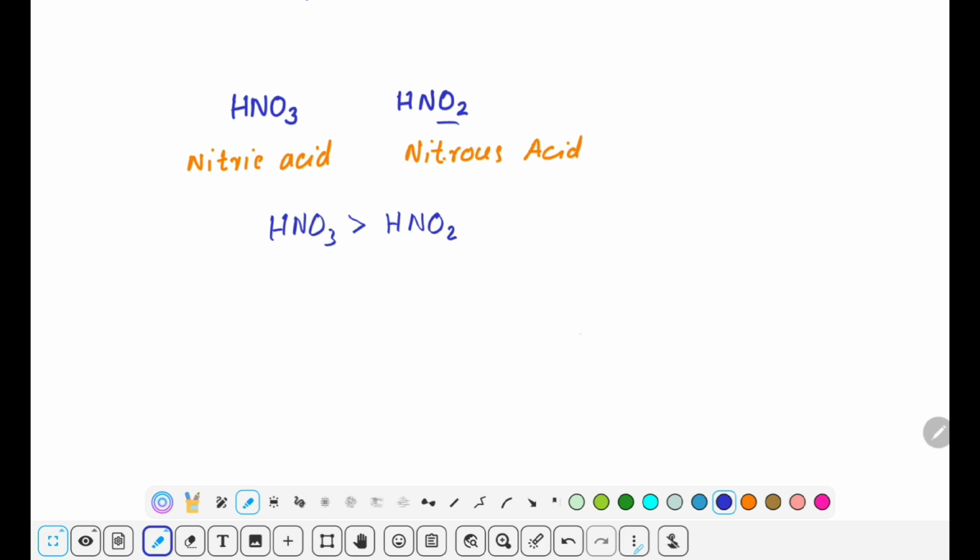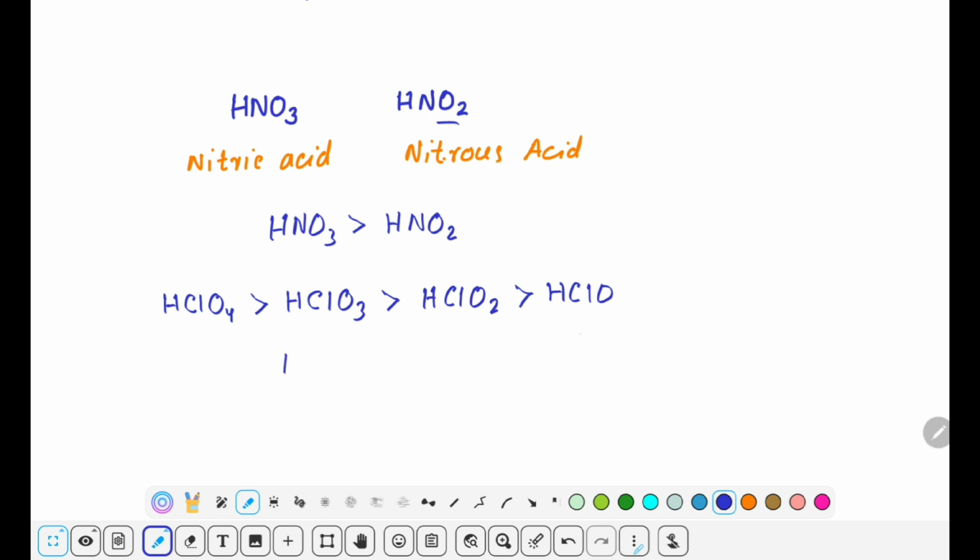Similarly, we have a lot of other oxyacids. For example, perchloric acid, HClO4, is stronger than HClO3, stronger than HClO2, and stronger than HClO. So again, as the number of oxygens increases, the strength of the acid also increases.